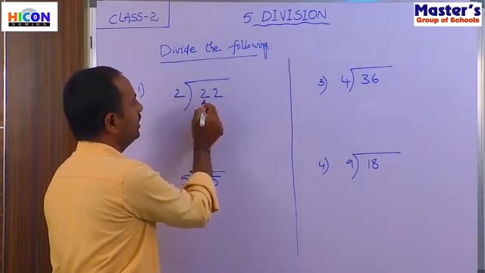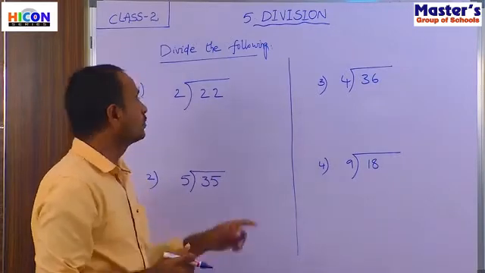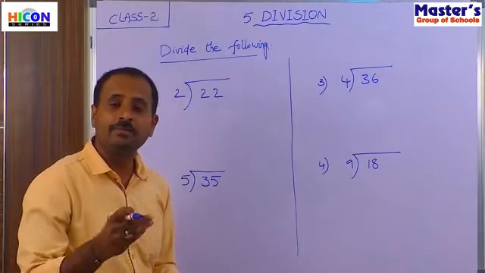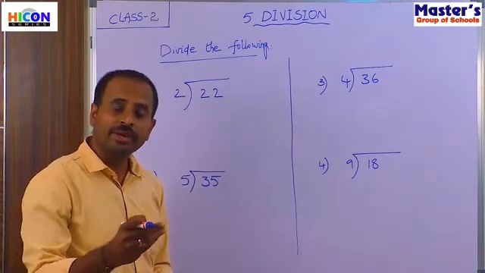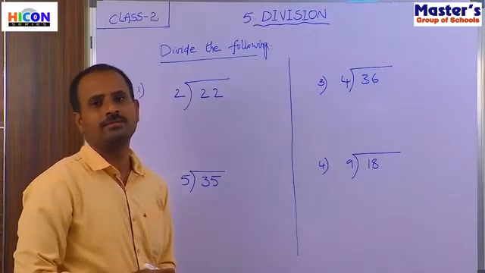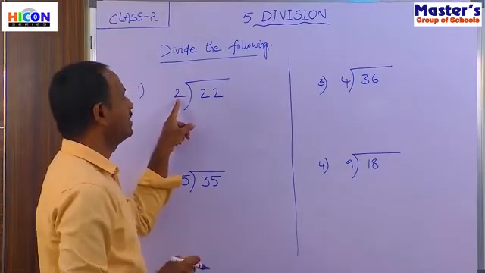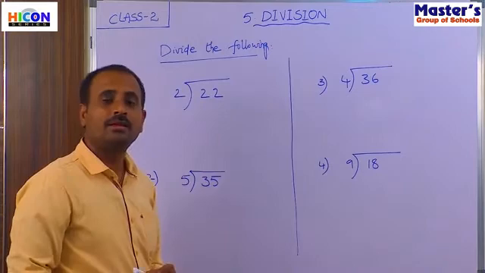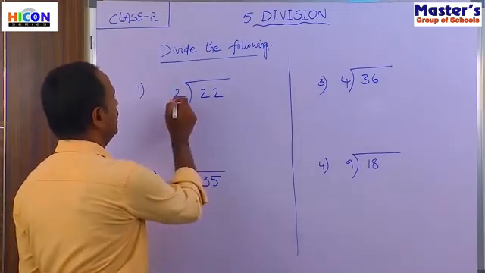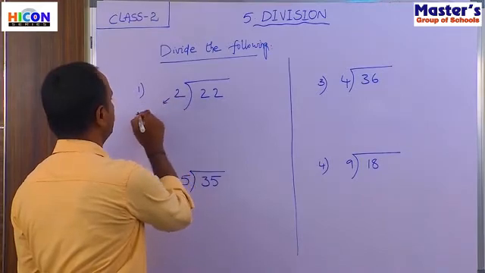So children, what is 22 called here? 22 is called the dividend. The number which is being divided by another number is called the dividend. And what is the number 2 called here? The number 2 is called the divisor.